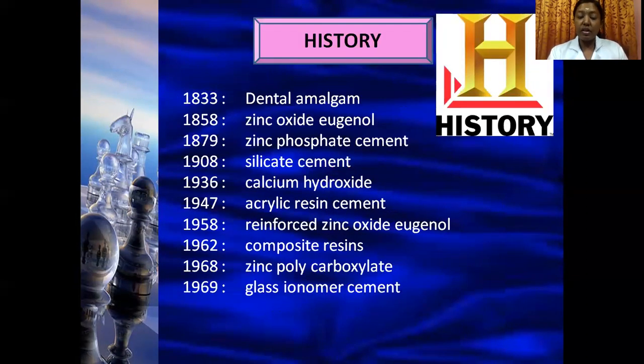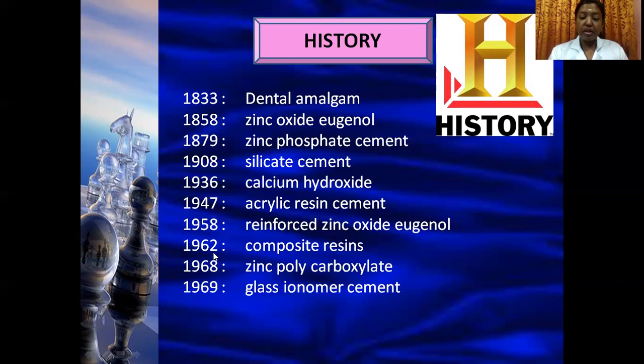Okay. Now we'll go into detail about the history. The oldest dental cement that was used, which has got a very long track record, is nothing but your dental amalgam, introduced in the year 1933. Coming to zinc oxyeugenol, introduced in the year 1958. Coming to the year 1879, here comes your zinc phosphate cement. And silicate cements, a tooth colored cement, introduced in the year 1908. Calcium hydroxide introduced in the year 1936. Acrylic resin based cements introduced in the year 1947. Reinforced zinc oxyeugenol introduced in the year 1958.